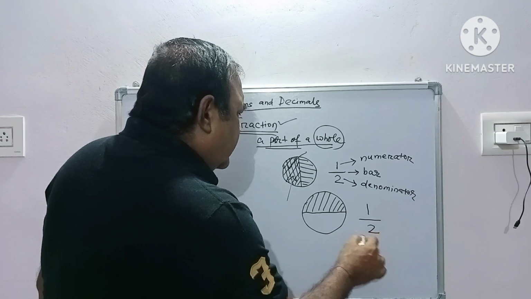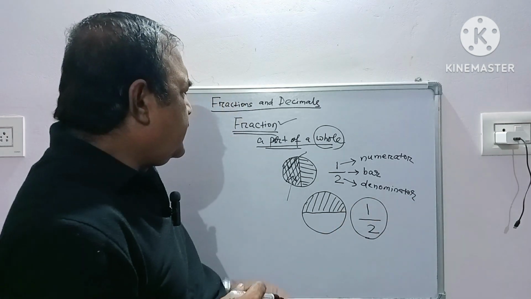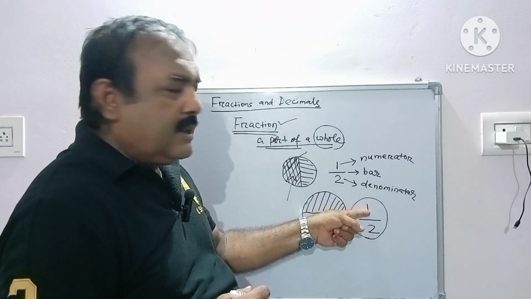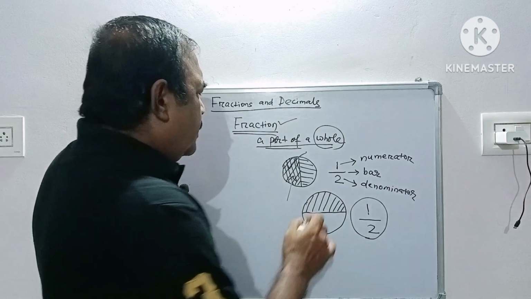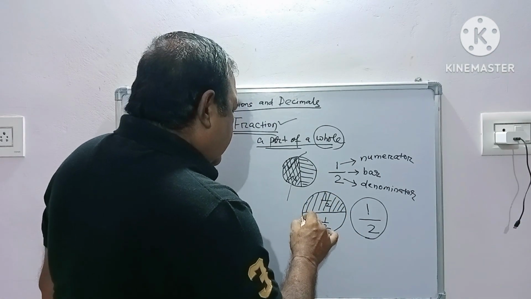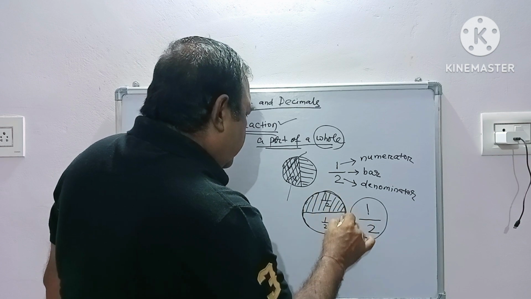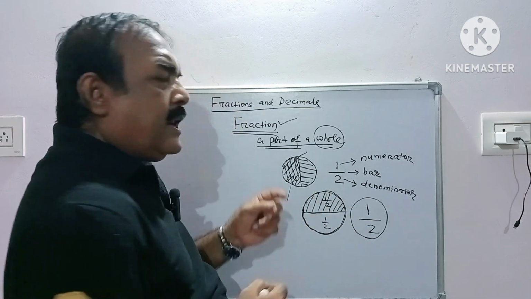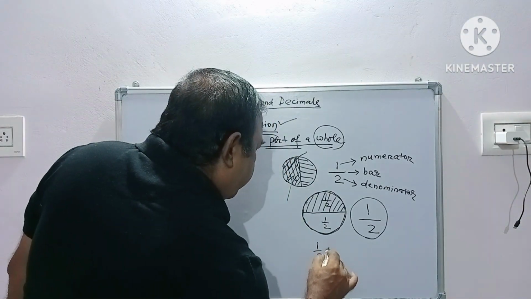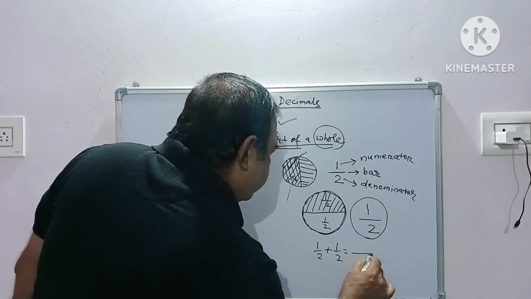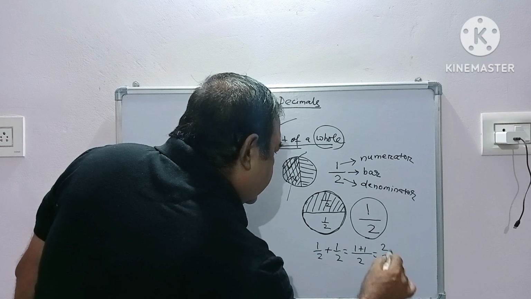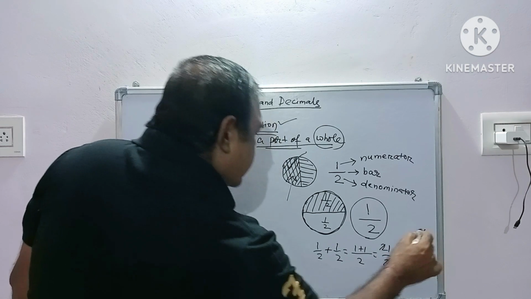Then you place the bar. So this is the case. 1 upon 2 means one object is divided into two equal parts, and I have to take one part. Then I will call it 1 upon 2. So this is 1 upon 2. This is also 1 upon 2. And this is a whole, complete 1. And you know there are two halves in 1. Half plus half, what is the sum here? 2 upon 2, that is 1. This is a whole.